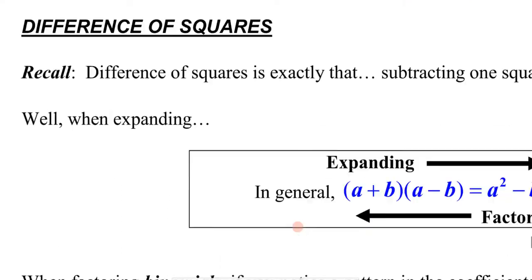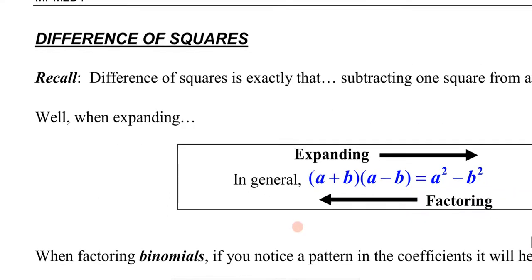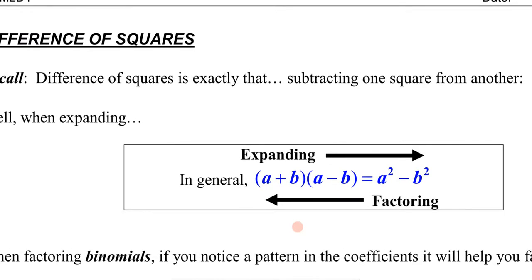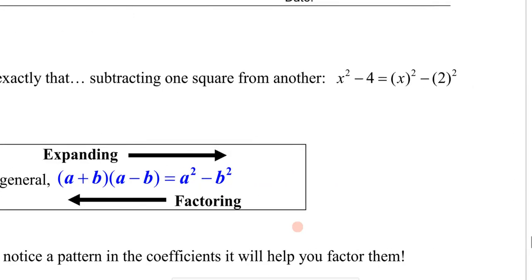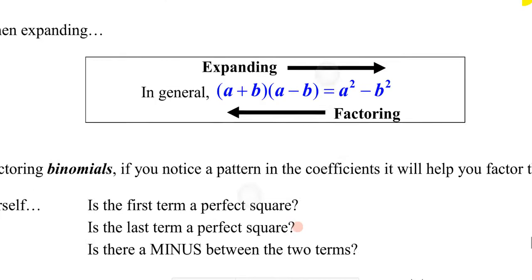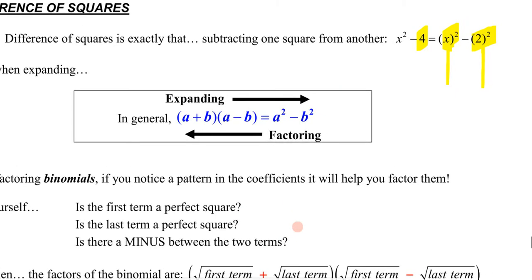Let's look at another special case of factoring, and let's call this one difference of squares. So remember, the difference of squares is exactly that. You're subtracting one square from another. So let's say x squared minus 4 is equivalent to x squared minus 2 squared. You just rewrite the 4 as 2 squared. And so you see a difference of squared terms. So what does that look like when you're expanding and factoring them?